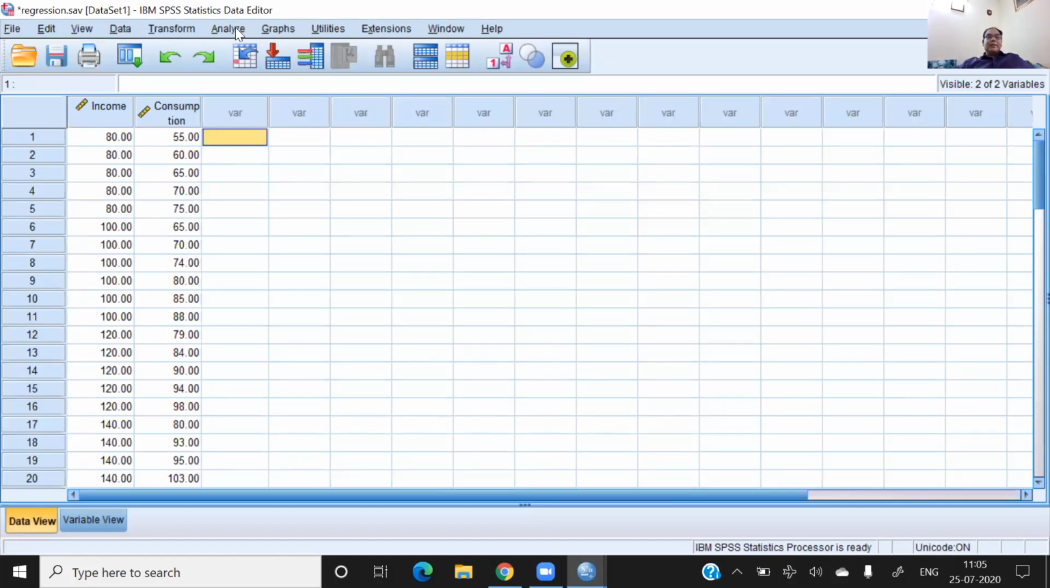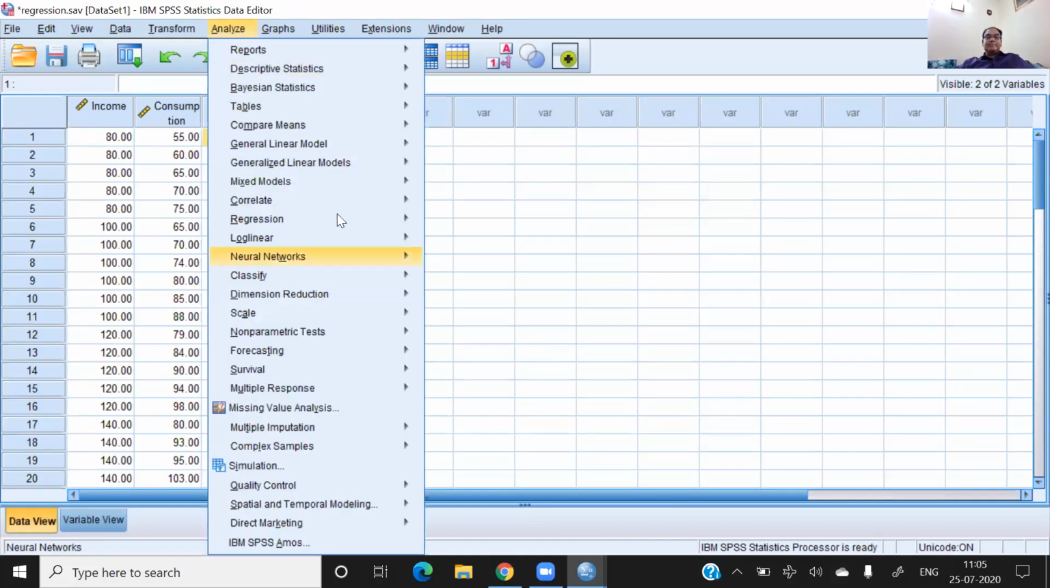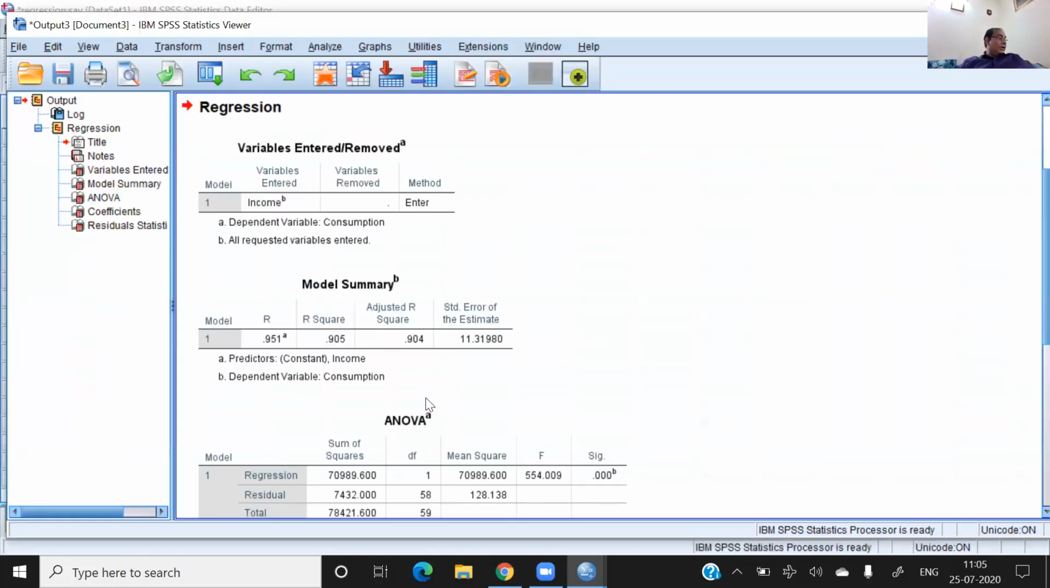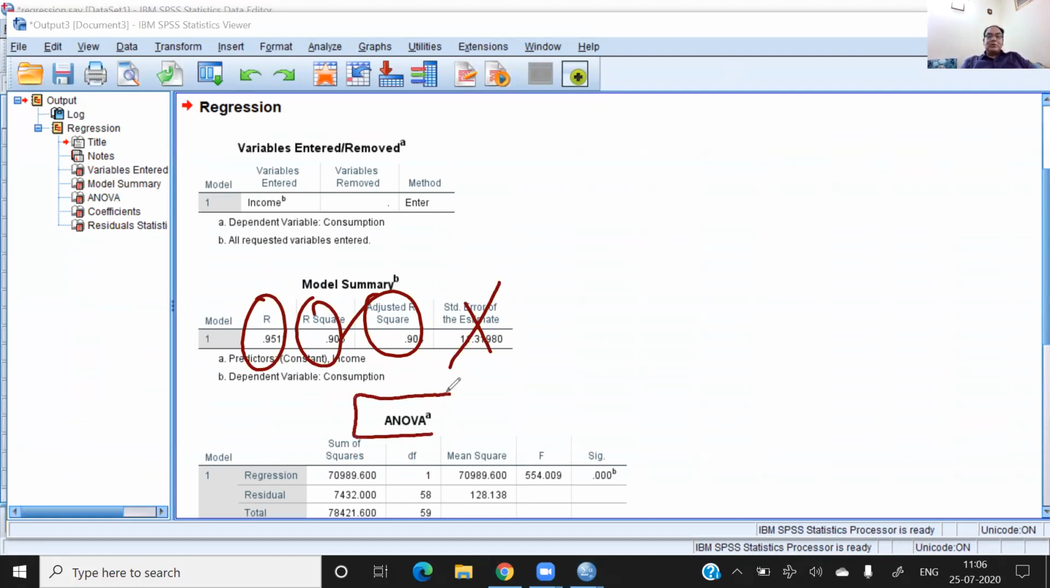Let me apply the regression model first. Consumption, income. Okay, this table I already explained to you, and I hope there is no problem in understanding it. We have the R square and the adjusted R square. So I already explained three concepts. Now I'm moving on, and this we never reported in the results. So now my next target is to explain the ANOVA table.